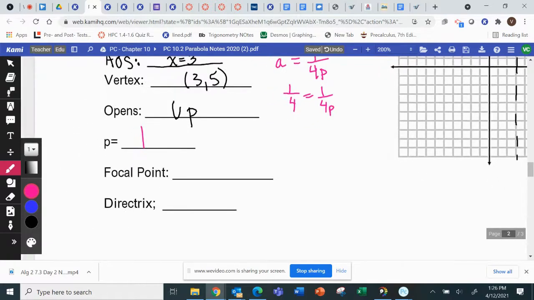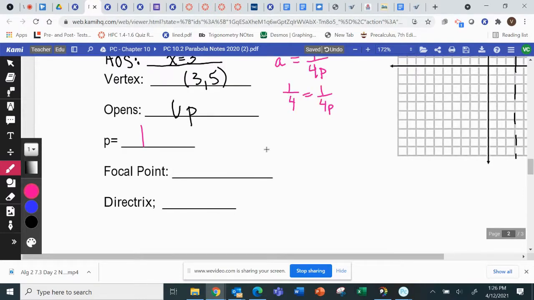Once we know our p-value, we're going to use that p-value to find the focal point and the directrix. And what I said in our directions was the focal point is going to go in the same direction as the opening, and it's going to affect the vertex. So it's going to be 1 unit up from 3, 5. So if I'm looking at my ordered pair, my 3, 5, and I'm going to do 1 unit up from 3, 5, what variable am I going to put 1 on? The y, because I'm doing 1 unit up. That's why. So my focus must be at 3, 6.